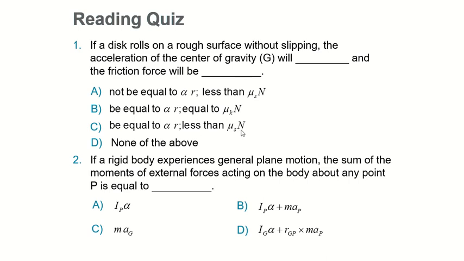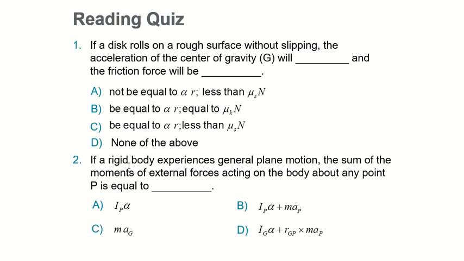Your friction force is going to be this. Your acceleration is going to be like this: your angular acceleration times r, because we're dealing with the center of gravity G at point G. Is it going to be equal to a = αr? Without slipping, it's got to be less than the limit, and then it's got to be equal to angular acceleration times r. Otherwise, it won't roll.